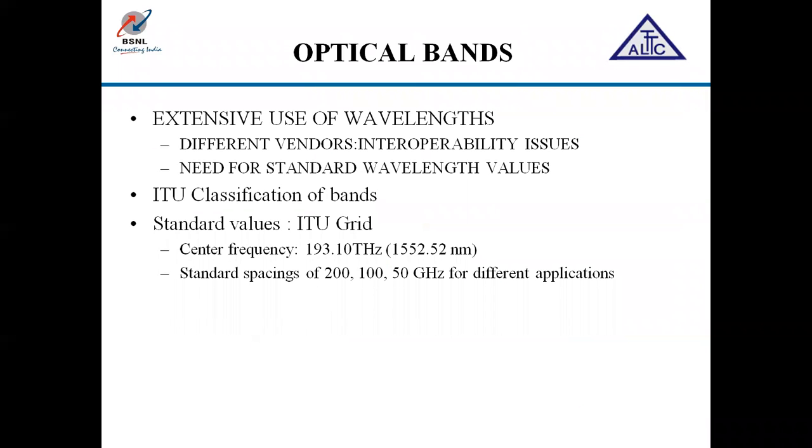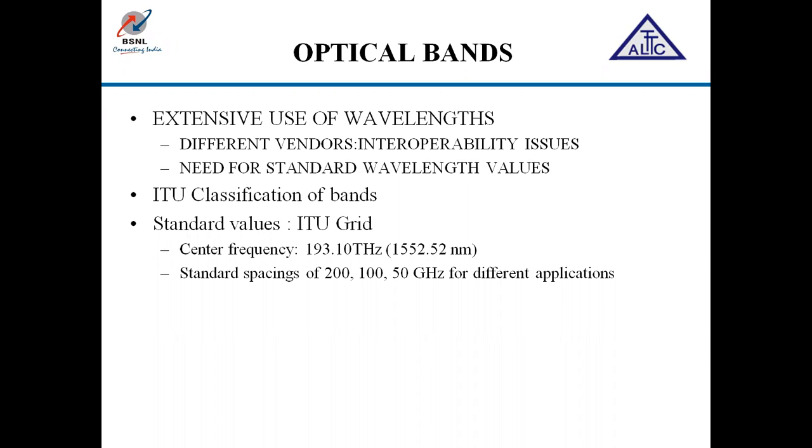Here is the standard ITU grid, which I will explain: center frequency 193.1 terahertz. You should remember this. And the corresponding wavelength is 1552.52 nanometer, which is nearly 1550 nanometer. The standard spacing may be 0.2 terahertz, 0.1 terahertz, or 0.05 terahertz, that is 200, 100, 50 gigahertz. So in this way, DWDM systems can be described in different types.